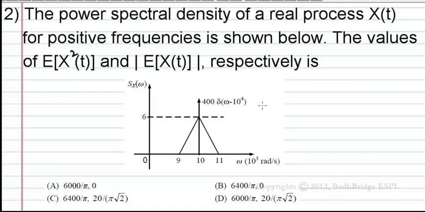In the question he has given the power spectral density for the positive frequencies and he is asking what is the expected value of x square t and mod expected value of x of t. First of all, see this. He has given it is a real process x of t.